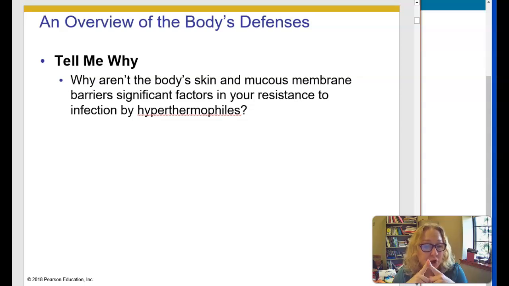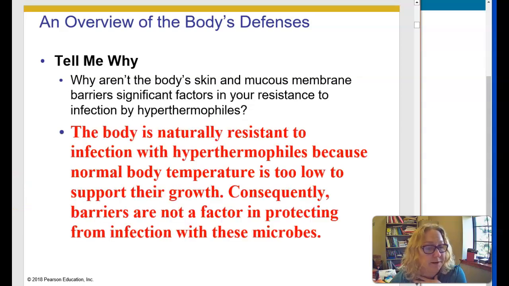by hyperthermophiles? Do you remember what hyperthermophiles are? You might want to pause it, and maybe think about what your body temperature is normally and what hyperthermophiles are. You're welcome to pause it, and otherwise I'm just going to tell you what it is.